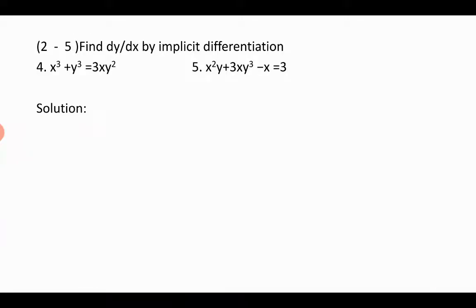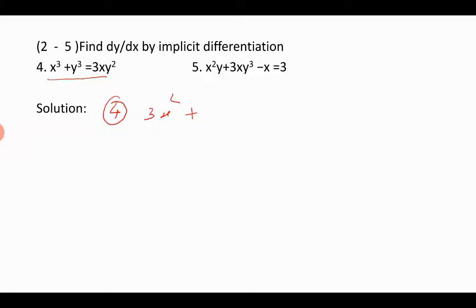Find dy by dx by implicit differentiation. So how do we perform the implicit differentiation? Generally we are going to repeat this for these two problems. Let me choose one problem and the rest are yours. Both are almost equal, so I will choose problem number 4. Differentiate this one on both sides with respect to x. So x cube, when you differentiate with respect to x, is 3x square.